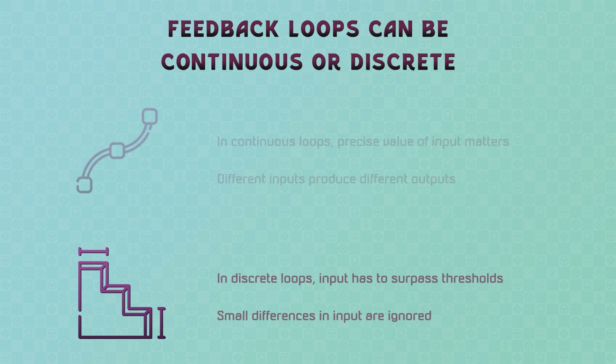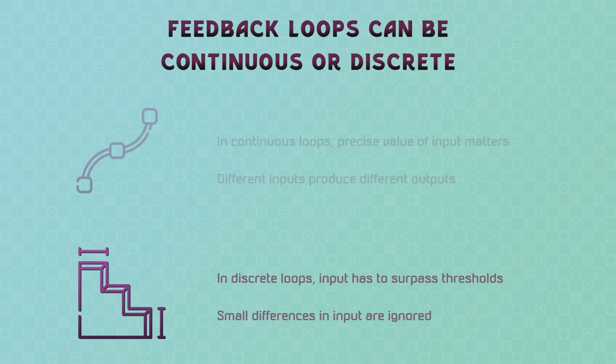The appeal of a discrete loop for a designer is that you are the one who can determine how many thresholds there are and when exactly the output changes based on the input. So there's much more control over the effects of the feedback loop. On the other hand, the advantage of the continuous loop is that it's, first of all, easier to understand because you don't have to know about all those different thresholds. The loop always works according to the same rules. And since small differences in input can already produce different outputs, having a continuous loop gives the player more granular decisions that they can make.